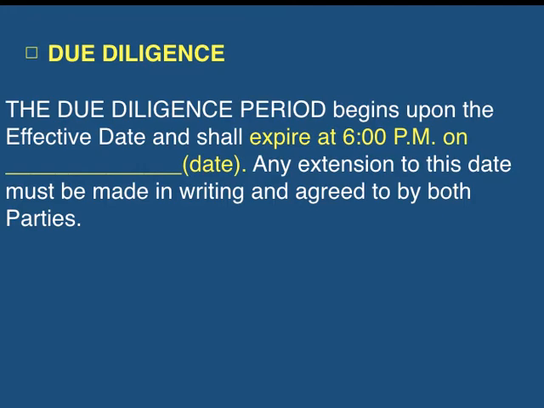So it begins the day the contract is ratified. Remember the definition of effective date. And it ends whatever date you put here. It ends at 6 p.m. on that date. I'd say a pretty average thing there is 15 days. Say 15 to 20 calendar days, because it's calendar days we're talking about here that you're counting.